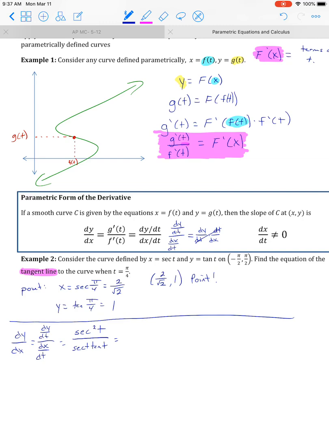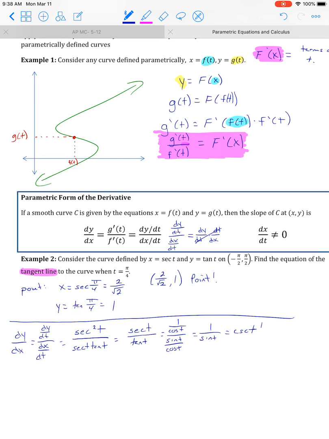You could totally plug in pi over 4 right there, but it might be a little harder. You should be able to reduce this. So a secant will cross out. So this becomes secant t over tangent t. You could also plug it in there. That still reduces further though, because that's 1 over cosine t over sine t over cosine t. And then if you do outside, inside, keep, change, flip, reduce, whatever you want to call it, that's 1 over sine t, which equals cosecant t.